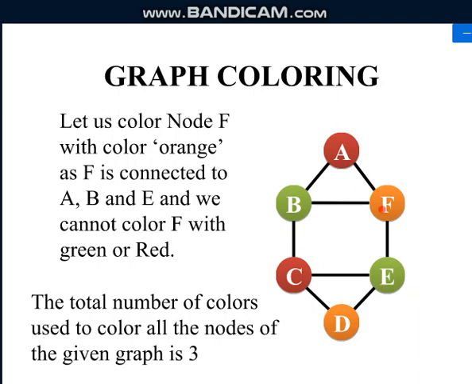then E and F. Initially we colored node A with red, B with green, C with red and D with green. Then E with a third color, because E is connected to both C and D, we cannot have the same color for E.